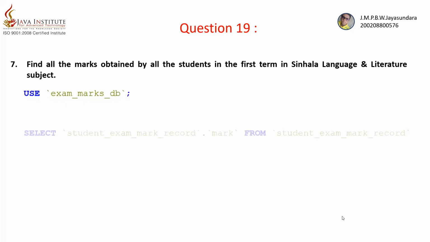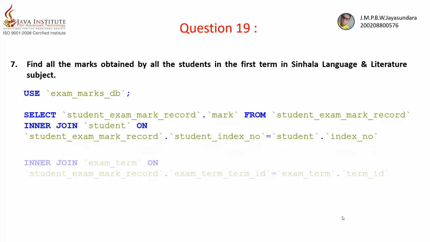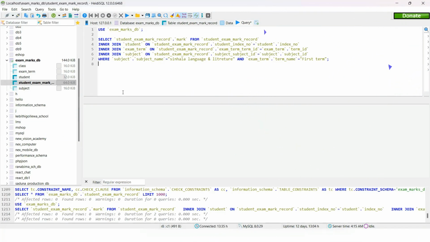First we need to define our table and database and then we can use a select query. In this also we have joined student exam mark record table, student table, exam term table and subject table together. After that we have given the condition. So let's go and execute this. After executing this code, the relevant data will be displayed. So let's go back.